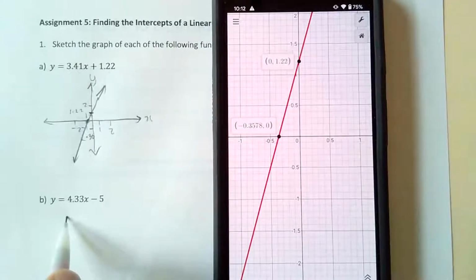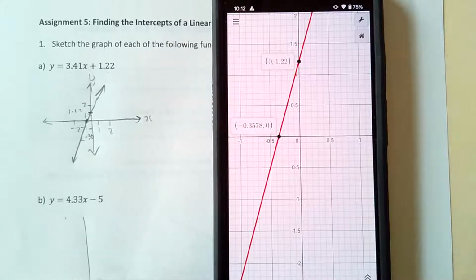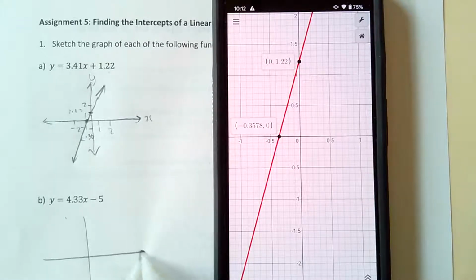Let's look at the next one. If you do well, I won't use the graph paper again. I'll just use a sketch here.